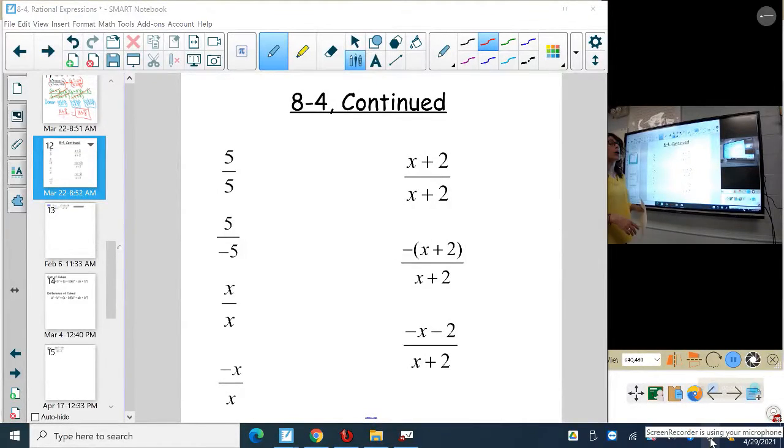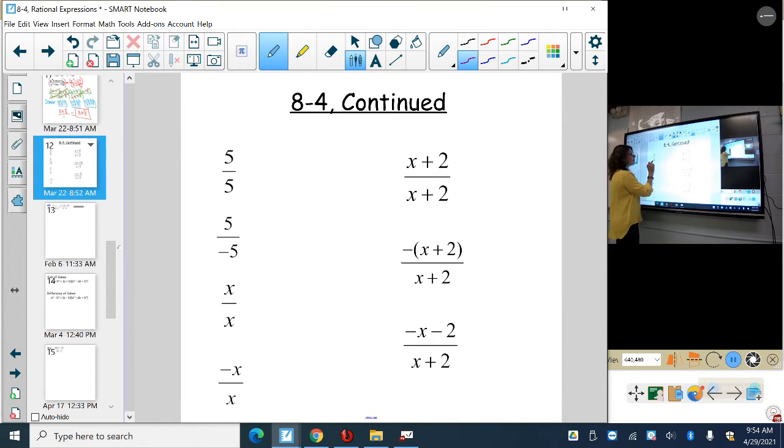Okay, we're going to continue on with section 8.4. In 8.4, we have a lot more to do here, and it's a little bit more difficult because you have to know when things cancel out to give you 1 versus when things cancel out to give you -1. So let's go ahead and compare and contrast when things give you 1 versus when things give you -1.